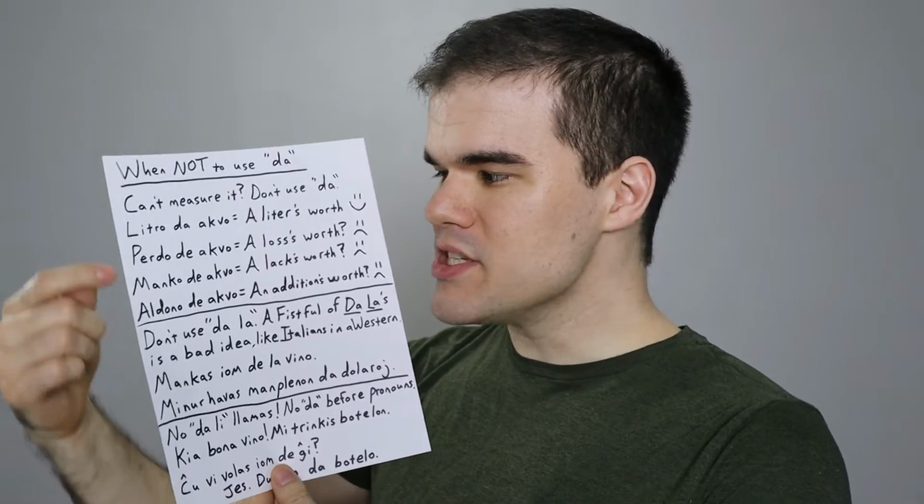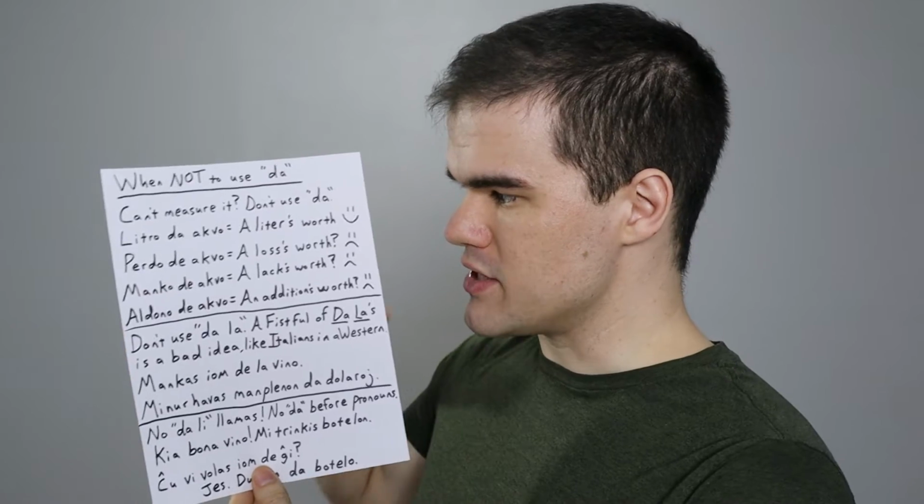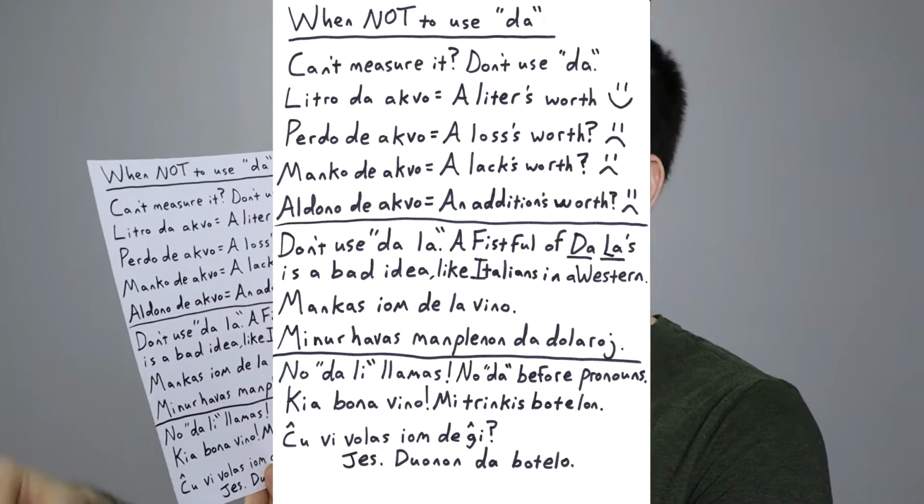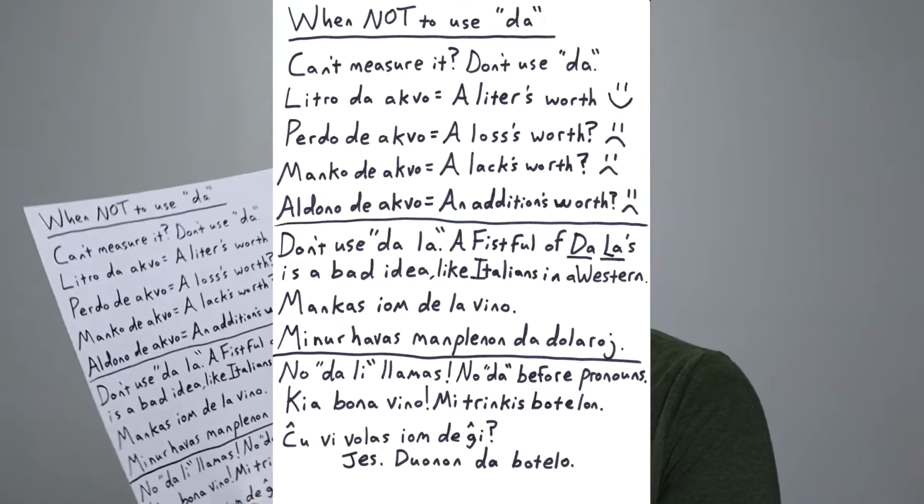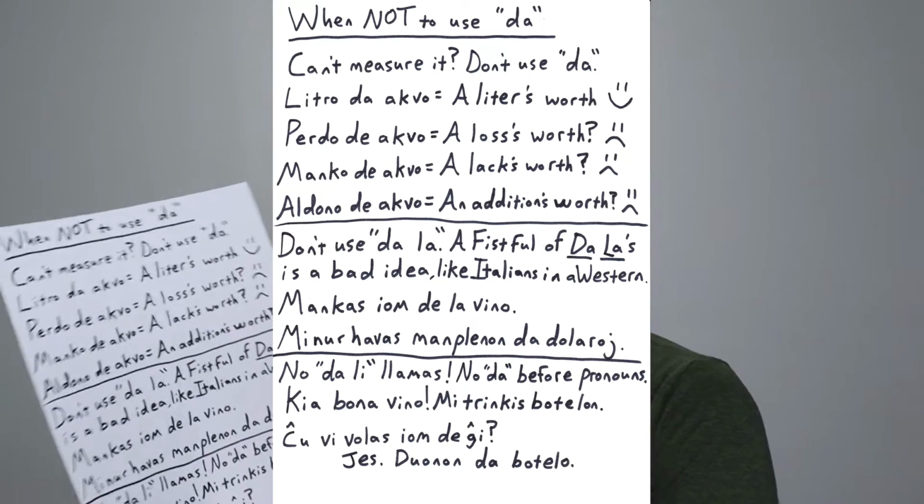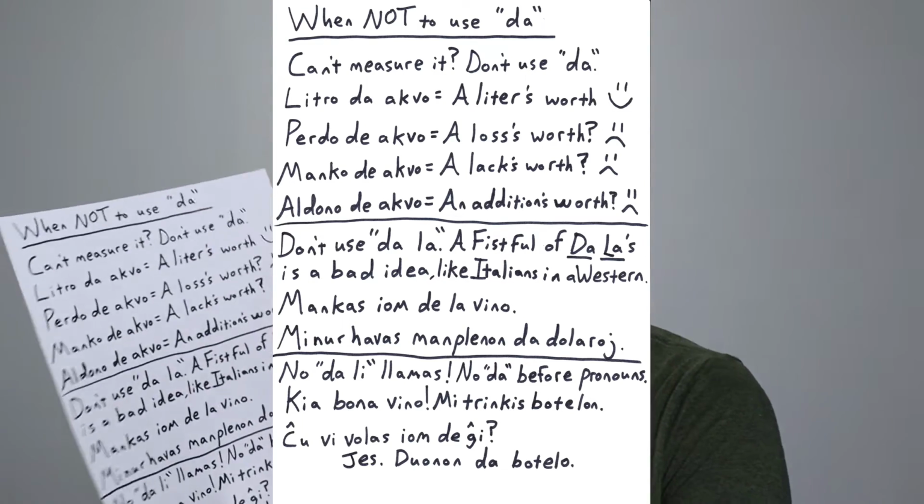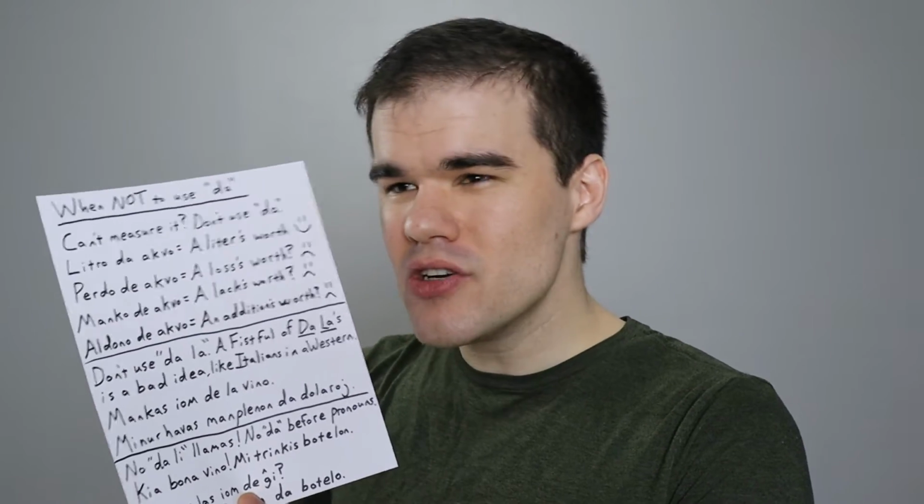Cool. But look at some of the other examples, some other phrasings here. Perdo da akvo. A loss of water. We're in the desert and we have 1 water bottle and you spilled it over and, oh no, a loss of water. We're going to die now. Well, would you quantify or measure that?